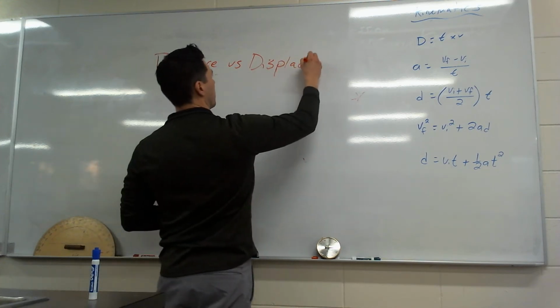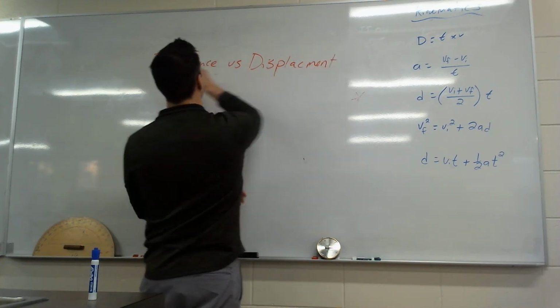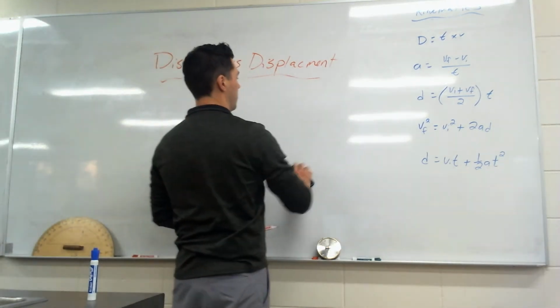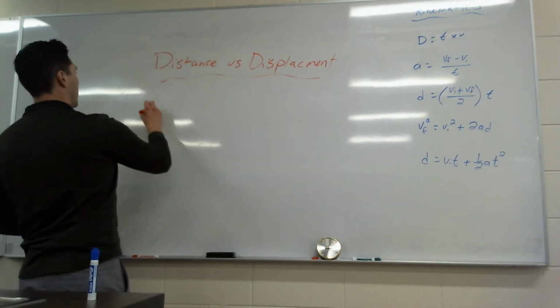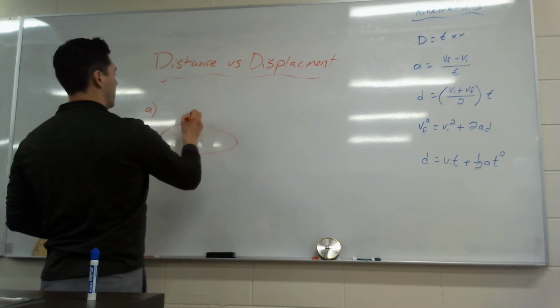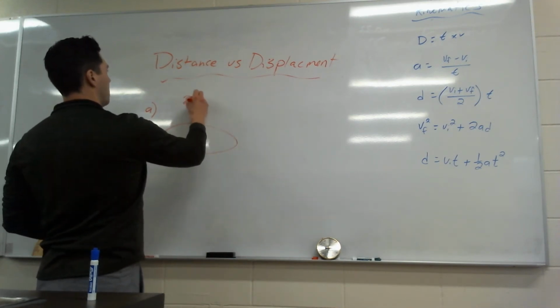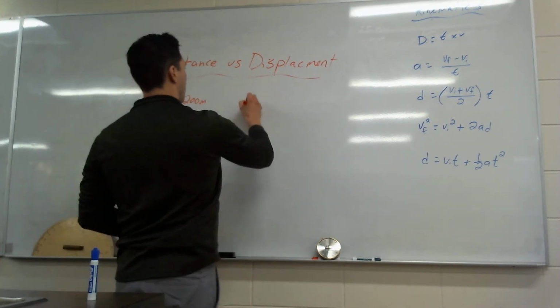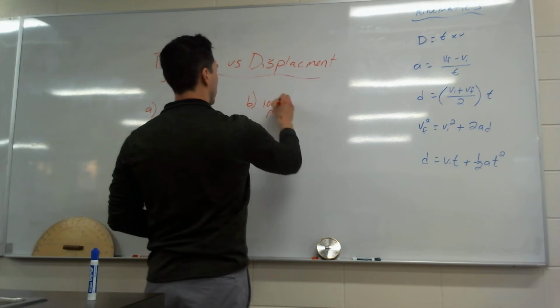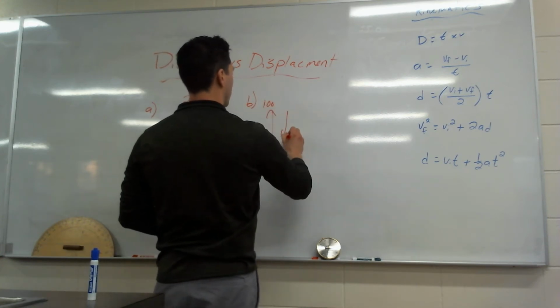Displacement. I don't know if I'm going to spell this right, but that's okay. We'll be fine either way. And I want to talk about 3 different scenarios. A, if we're going around a track. Let's say we start here, and let's say this track is 200 meters. B, let's say we go up 100 meters, and then back down 50 meters.